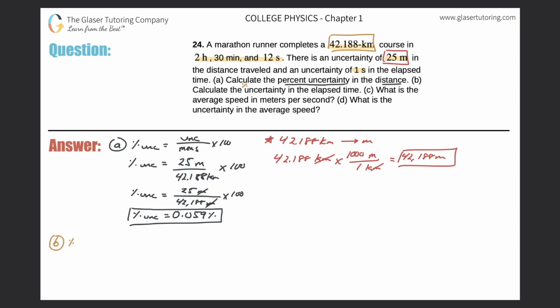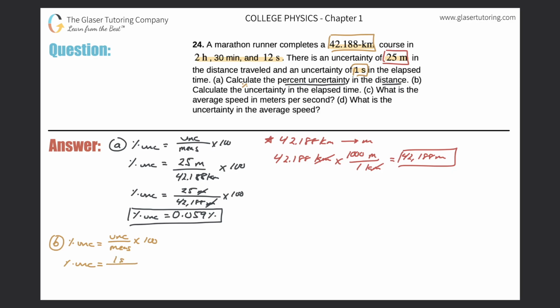Again, I'm going to write the formula. Percent uncertainty is going to equal the uncertainty associated with the measurement divided by the measurement multiplied by 100. So percent uncertainty will equal the uncertainty associated with the measurement. Let's go back to the problem. They told us that the uncertainty of the time was 1 second, right? So I boxed that. So 1 second.